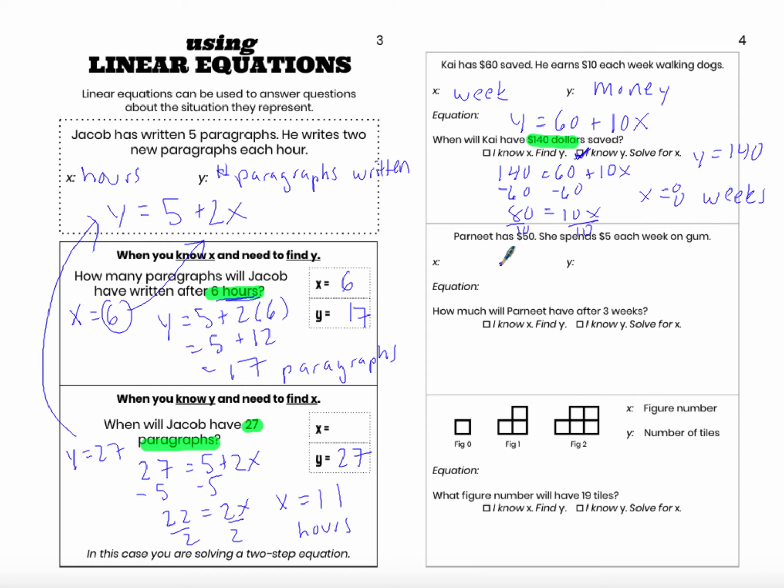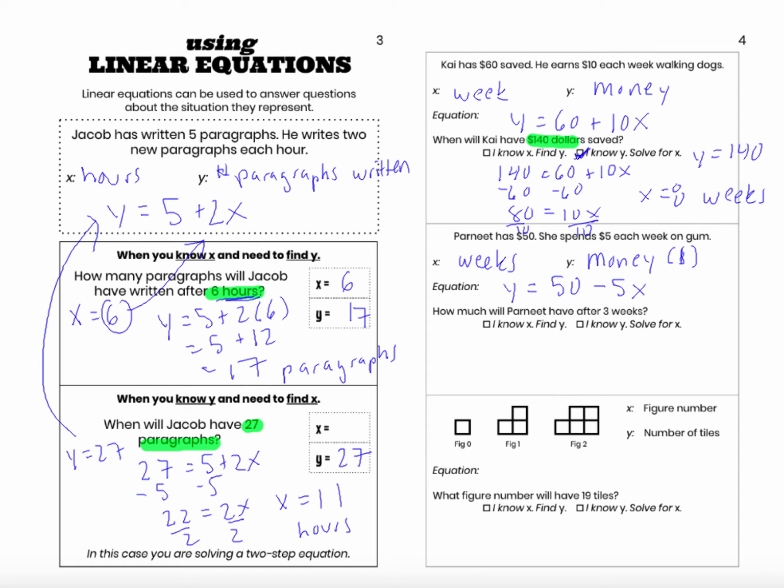Second situation, Parneet has $50. She spends $5 a week on gum. So again, my x is going to be weeks. My y is going to be money. My unit here is dollars, but that's pretty typical. My equation, my start value is she has $50, but now I have repeated subtraction. She's subtracting $5 a week, so my rate of change is -5.